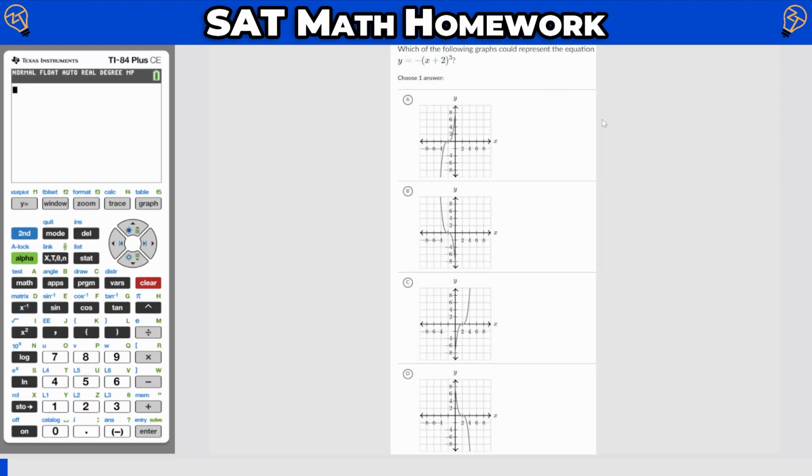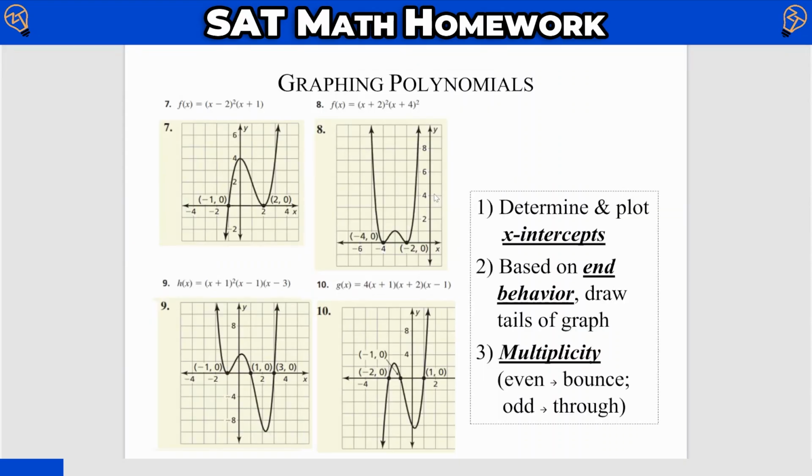For a question like this, when determining how to graph the function or which one would match it, I really like to look at three different characteristics. Here's a document I had created a couple of years ago, and in it I talk about how it's important to determine and plot the x-intercepts. I would say that's the first and easiest of the three. So let's go ahead and take a look at that.